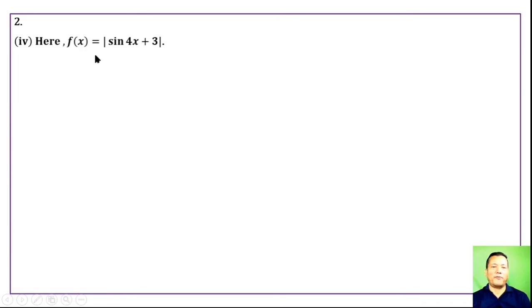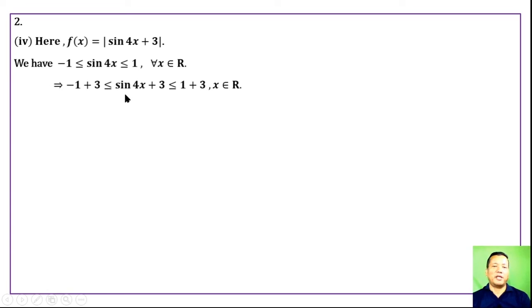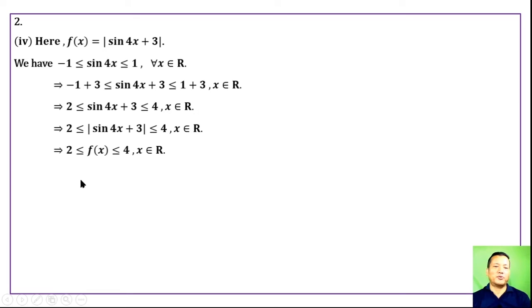For Roman number 4, f of x is modulus of sine of 4x plus 3. We have sine of 4x is lying between minus 1 and 1, including the two numbers, for all x belongs to R. Adding 3 in its members, we get this. Simplifying, we get 2 less than or equal to sine of 4x plus 3, which is less than or equal to 4 for all x belongs to R. Taking modulus in its members, we get this. From this, we conclude that maximum value is 4 and minimum value is 2.